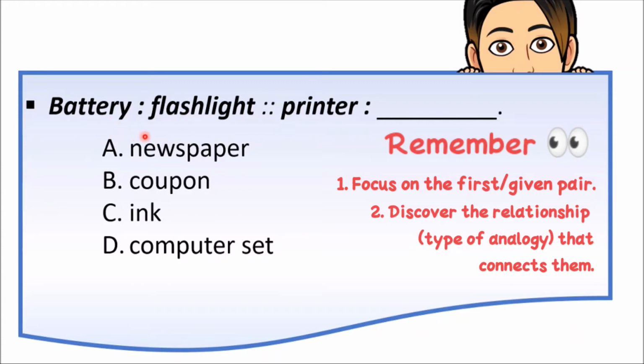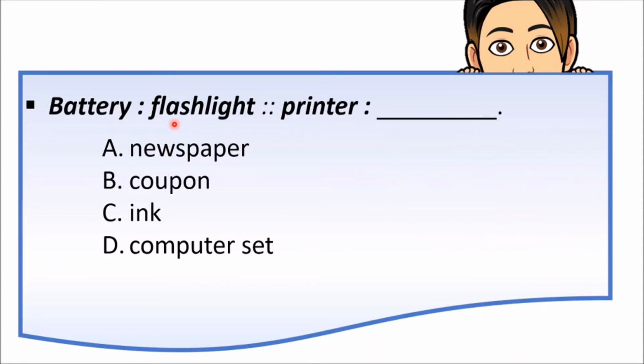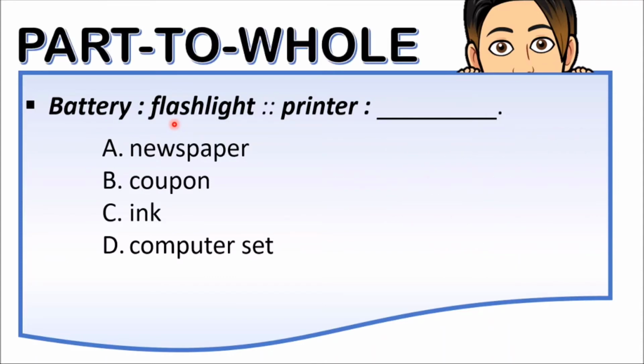We all know a flashlight won't work without a battery. Therefore, your battery is an important part of your flashlight. In this case, we're actually talking about part to whole analogy. Therefore, which among the options below should tell us that printer is just a part of it? Is it letter A, newspaper? Letter B, coupon? Letter C, ink? Or letter D, computer set?